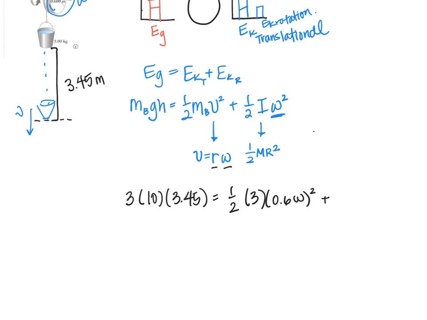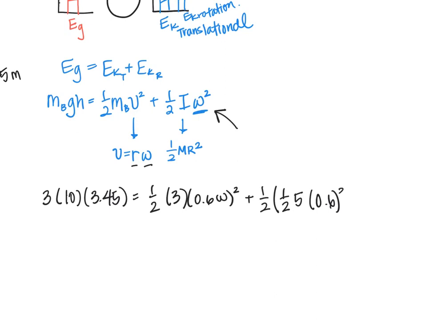I'm going to substitute in for my energy equation, so 1/2. Now the moment of inertia itself is this 1/2, so I have to include the 1/2 when I substitute here. So it'll be 1/2. The mass of the disc is 5 kilograms times the radius of the disc is 0.6. But don't forget to square that. And then times omega squared. So this is my 1/2 I omega squared. And I'm looking for this omega.